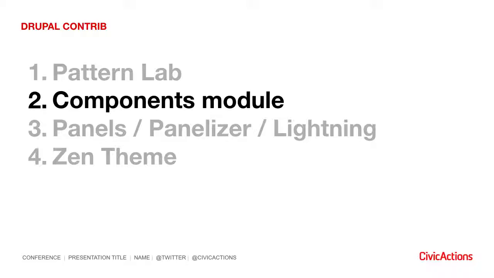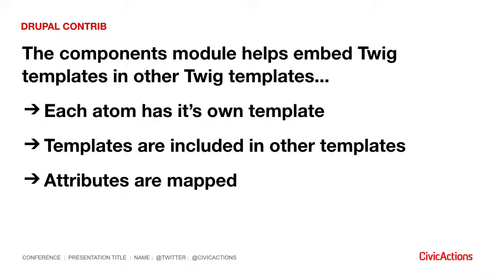One other really cool part of this is the components module. One thing that the components module does, and it was written by John Albin, is it helps to do the embedding of templates within other templates. So if you think of an organism or a molecule, it could consist of more than one atom, right? Whenever you're bringing them in, you need a way to load them inside of a Twig file so you can reuse the code. So the components module basically does that.